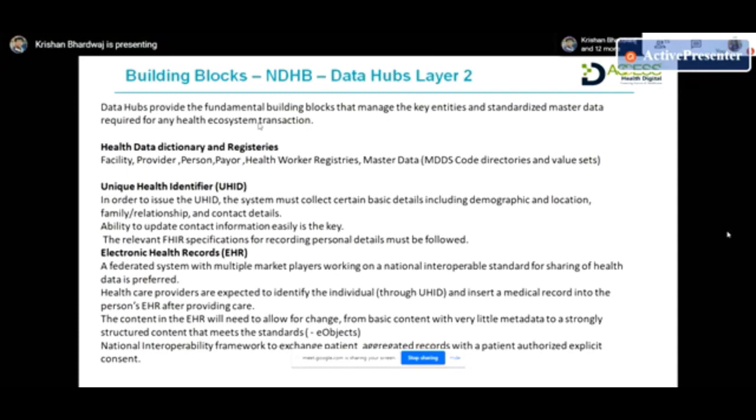Whatever way you are storing the data, whenever you are transmitting the data, these containers have to be followed. These containers themselves have the standards constrained within them, and that will take care of all the MDDS aspects also. So ultimately, the e-object is a big piece of work in the direction of standardizing the interoperability data.